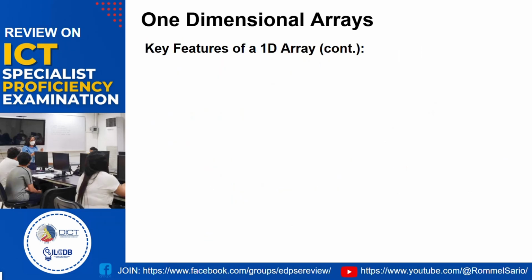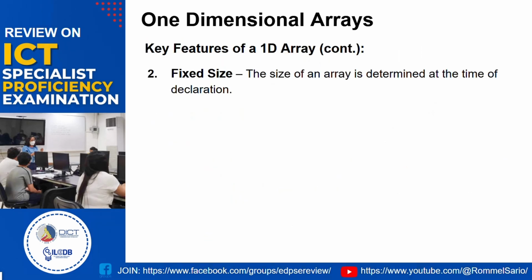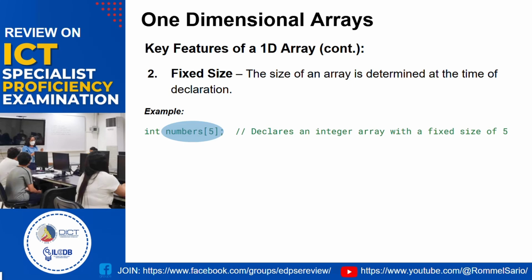So the second feature of a 1D array is fixed size. The size of an array is determined at the time of declaration and cannot be changed later. If you declare an array with 5 elements, it will always have space for exactly 5 elements. So in this example, we declare an integer array with a fixed size of 5. Once declared, the size cannot be modified dynamically.